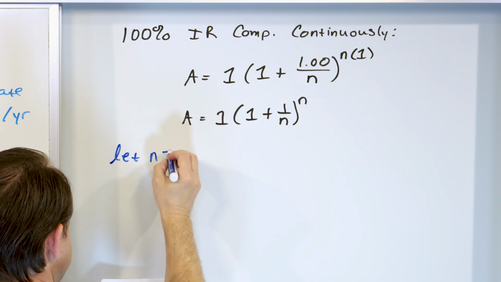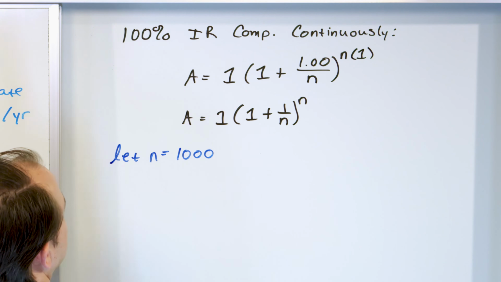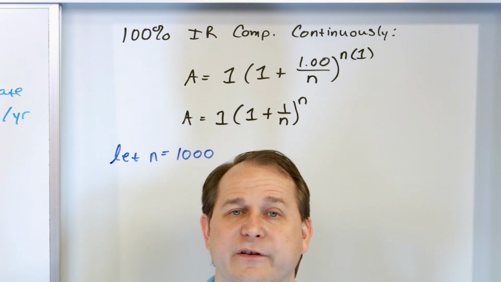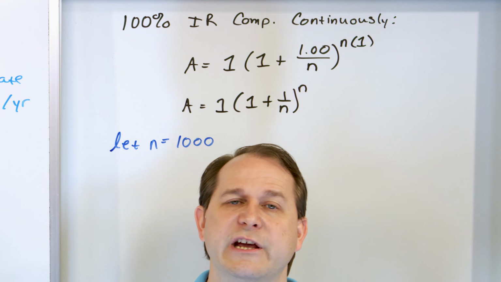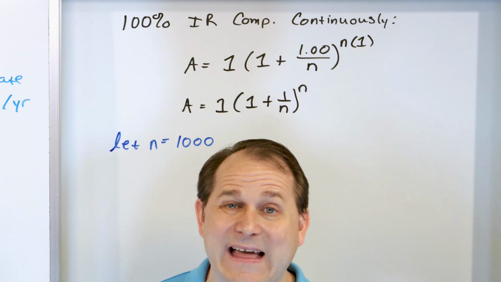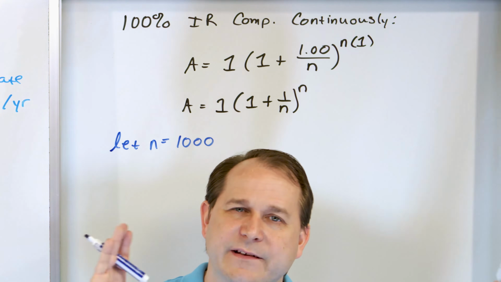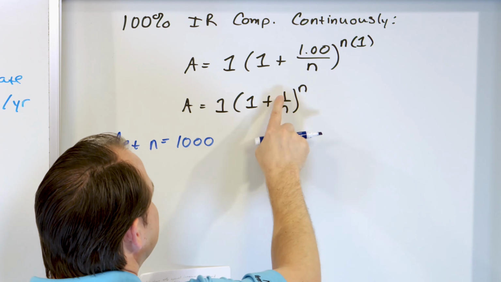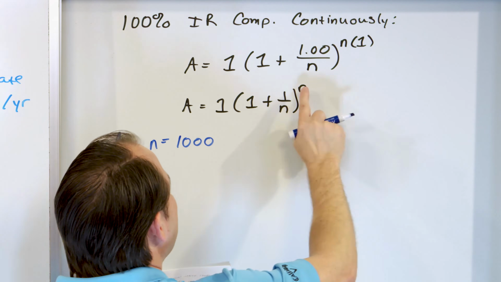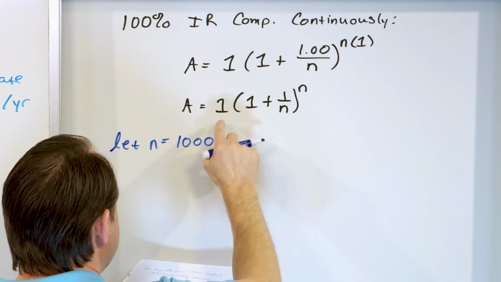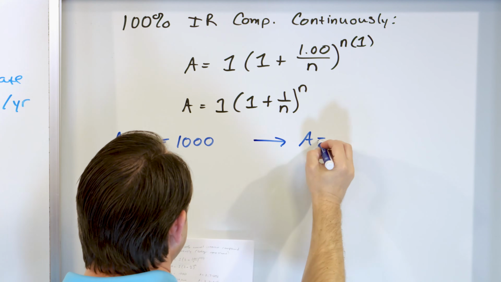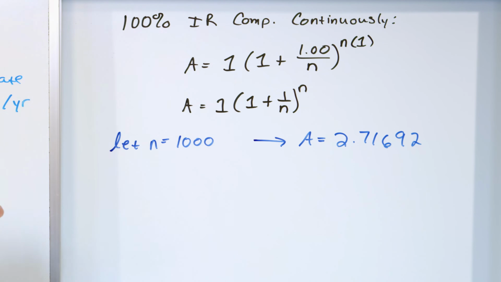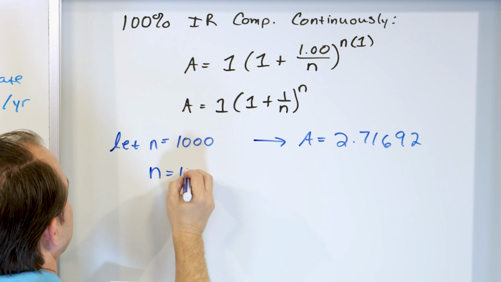Let n equal 1,000. So instead of compounding daily, where we have n equal to 365 compounding periods in a year, let's increase it so that n is equal to 1,000. 1,000 slices of a year, that's how many compounding periods I'm going to have in a year. If I put 1,000 here, then it's 1 over 1,000 plus 1 raised to the power of 1,000 times 1. Then the amount of money you get is 2.71692. All right. What if you let n equal 10,000?